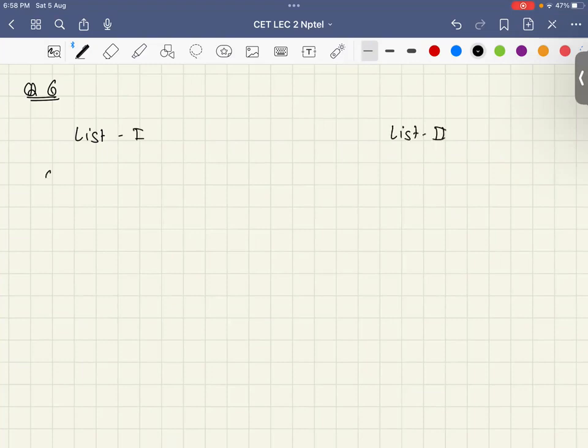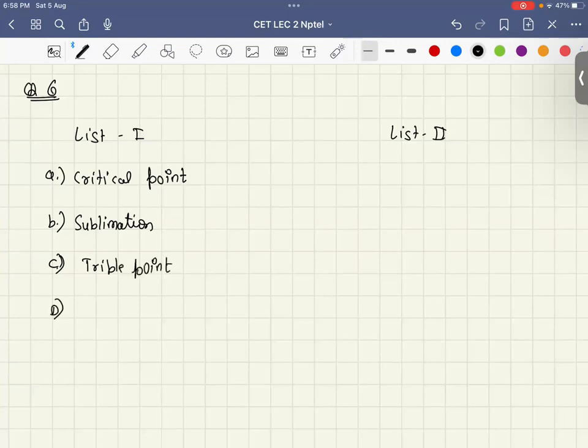The first option here is critical point. The second option is sublimation. Option C is triple point. And the third one is melting. Now you have to choose from list 2 which corresponds to which.